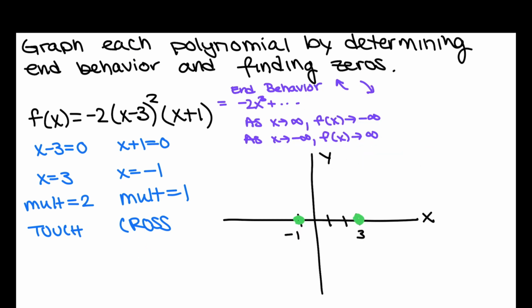So here's my rough sketch. I know the graph has x-intercepts at negative 1 and 3. Those are the zeros of the graph. I know the end behavior. The left side goes up and the right side goes down. I can finish my picture by using information from my multiplicities. I know at negative 1, the graph is going to cross, and at positive 3, the graph is just going to touch the axes. So I'll draw something that crosses at negative 1, but just bounces off or touches at positive 3. That was my last example in this video.